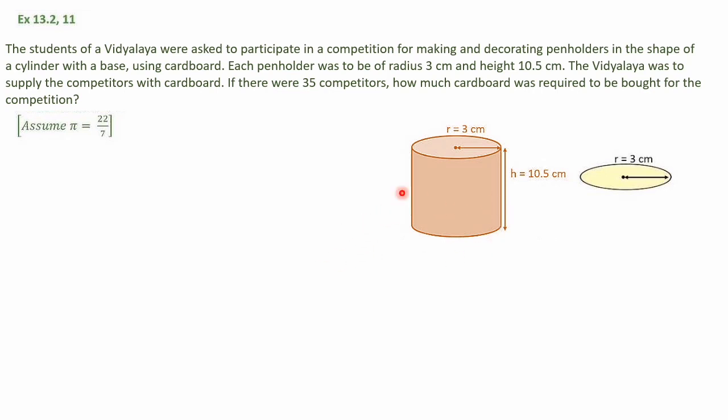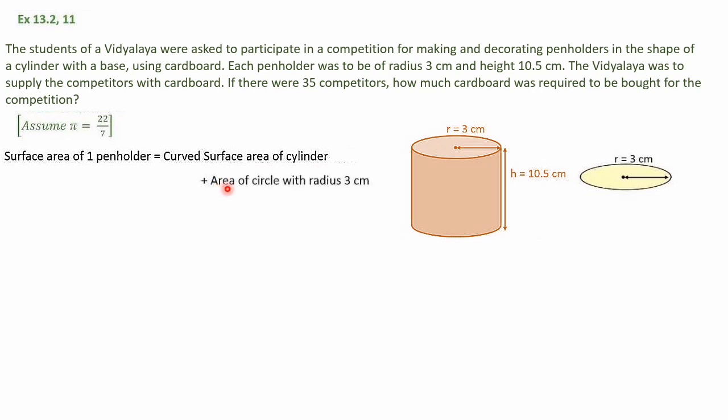So curved surface area of cylinder plus area of this circle. This is the total surface area of this pen holder. So surface area of one pen holder is curved surface area of cylinder with a base plus area of circle with a radius 3 centimeter. This one, because this 3 centimeter radius circle we have to fix at the bottom. So curved surface area of cylinder we know 2 pi RH plus area of circle with radius 3, that is area of circle pi r square formula. So this is the surface area of one pen holder.